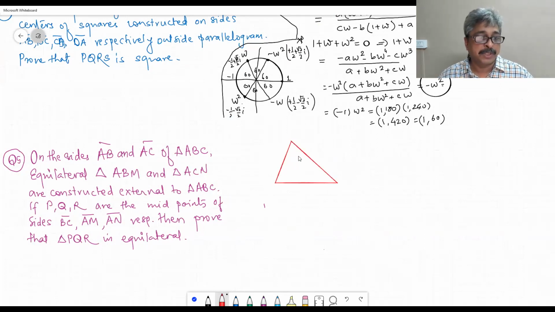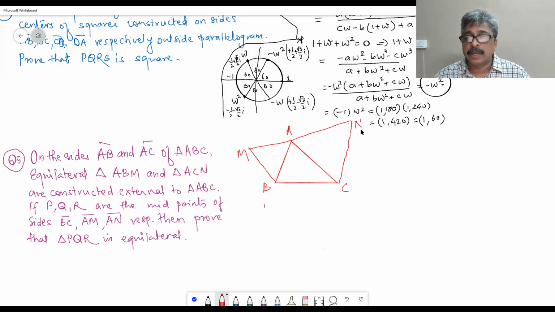Outside the general triangle ABC, equilateral triangles are drawn on AB and AC. You have midpoints P, Q, and R. Show that this is equilateral.